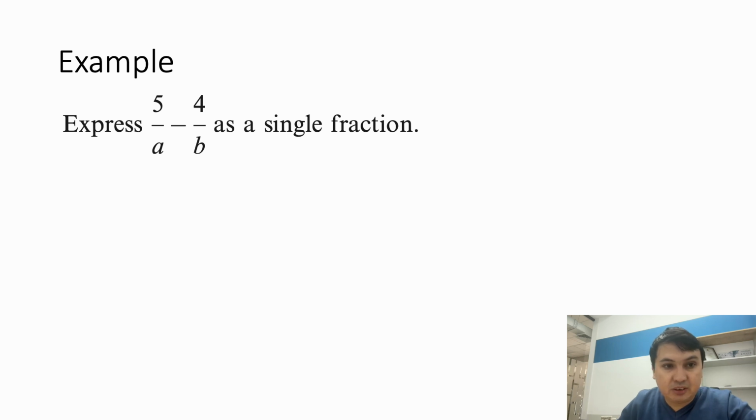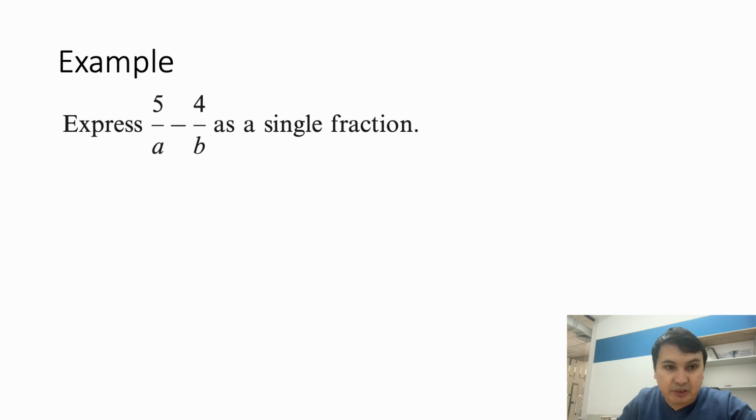Another expression, 5 over a minus 4 over b. So what do I have here? In the first one I have denominator a. In the second one I have denominator b. So there are no common factors. Which means, what would be the common denominator?